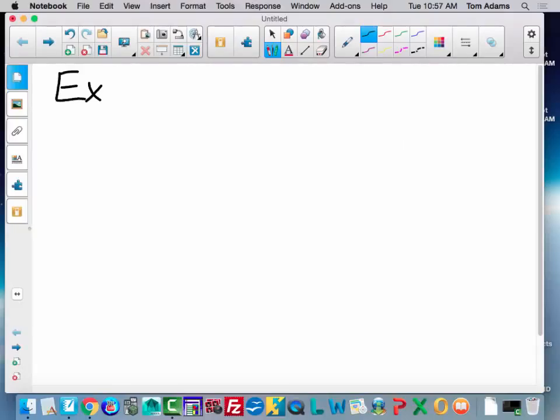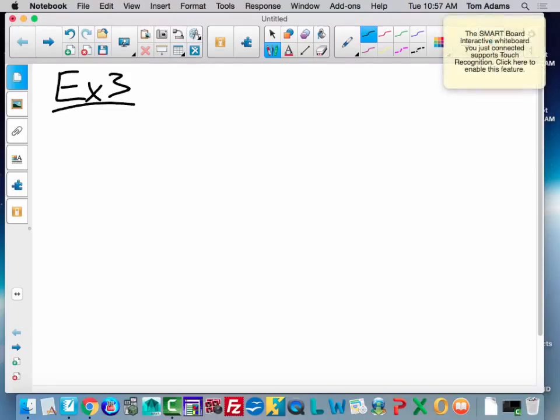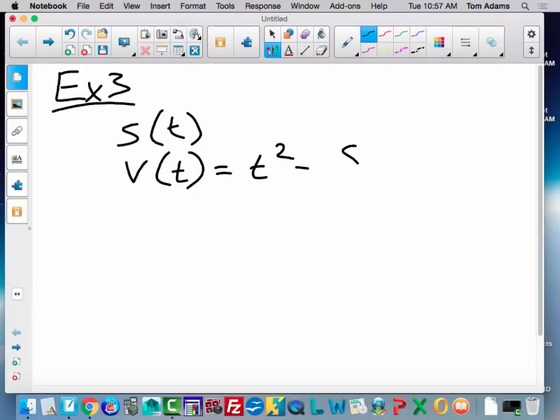So, example number 3, we're going to calculate the total distance traveled. Example number 3 is just an extension, really, of our original problem. Just to remind you guys, we didn't know what S of t was, but we were given that the velocity as a function of time was this.